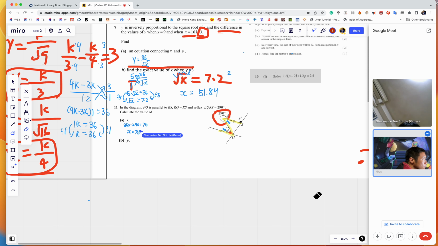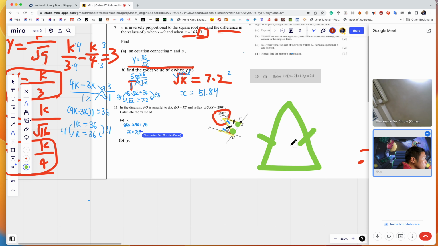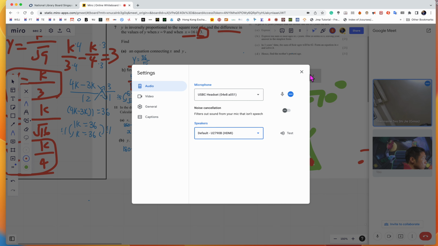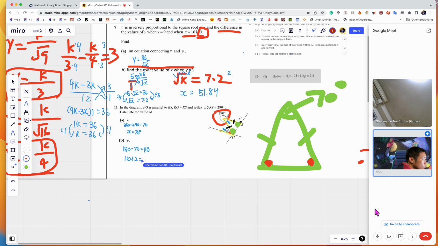Okay, next. Oh, by the way, they give you this. What's the meaning of this? Isosceles, yes. Then how do you get this? How do you get the two small ones here? Isosceles. This is 70. How do you get the small one? Divide by 2, right?